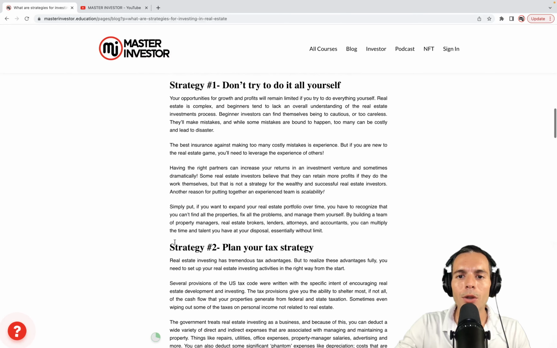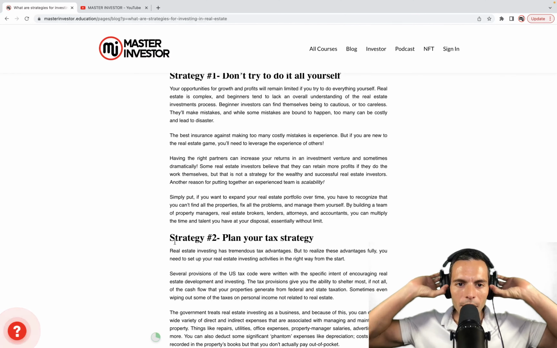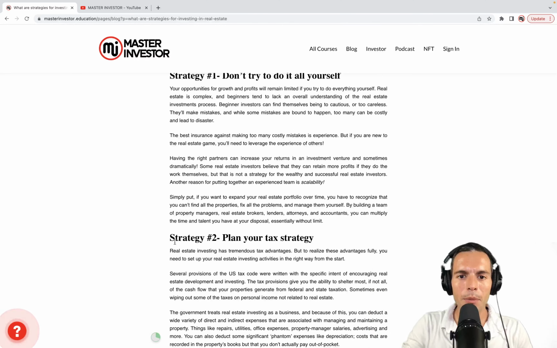Strategy number 1, don't try to do it all yourself. Your opportunities for growth and profits will remain limited if you try to do everything yourself. Real estate is complex, and beginners tend to lack an overall understanding of the real estate investment process. Investors can find themselves being too cautious or too careless. They will make mistakes, and while some mistakes are bound to happen, too many can be costly and lead to disaster. The best insurance against making too many costly mistakes is experience. But if you are new to the real estate game, you will need to leverage the experience of others.